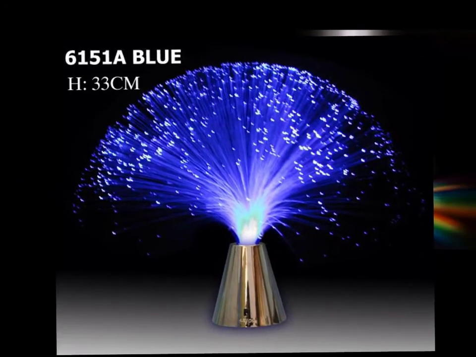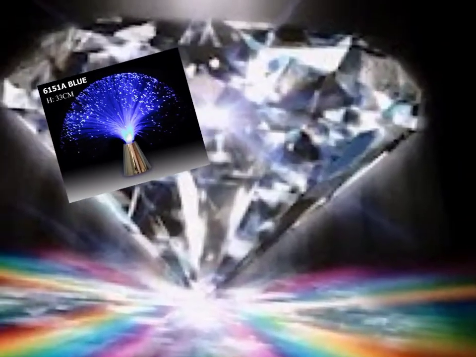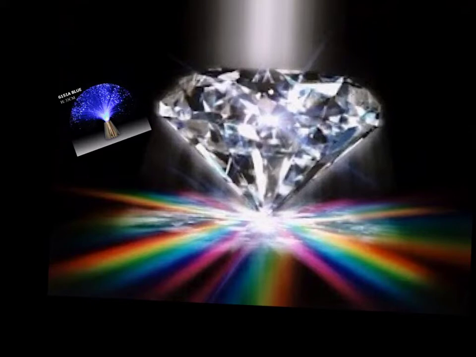Have you ever wondered what makes these beautiful fiber optic decorations work like this? Or what makes a diamond sparkle with so many different colors? It has to do with an idea called the critical angle, or total internal reflection.